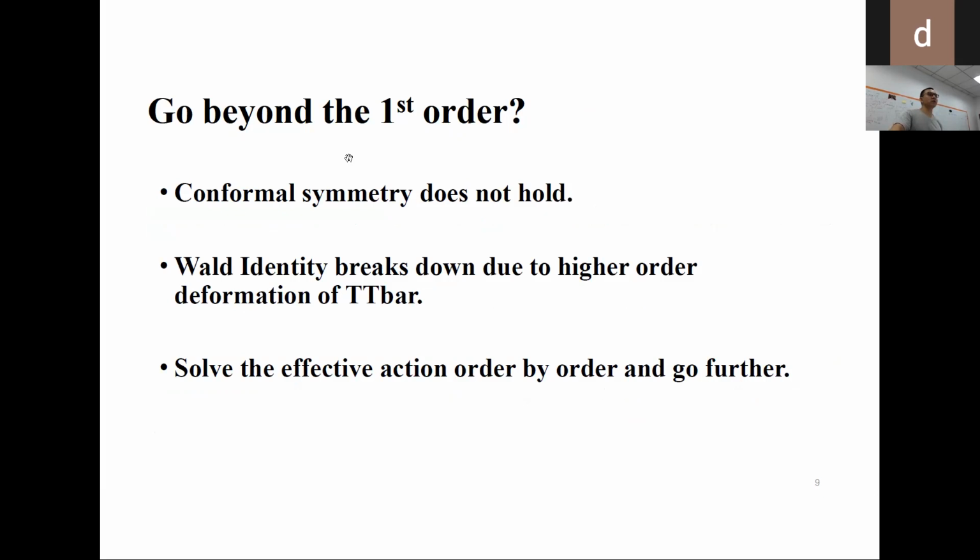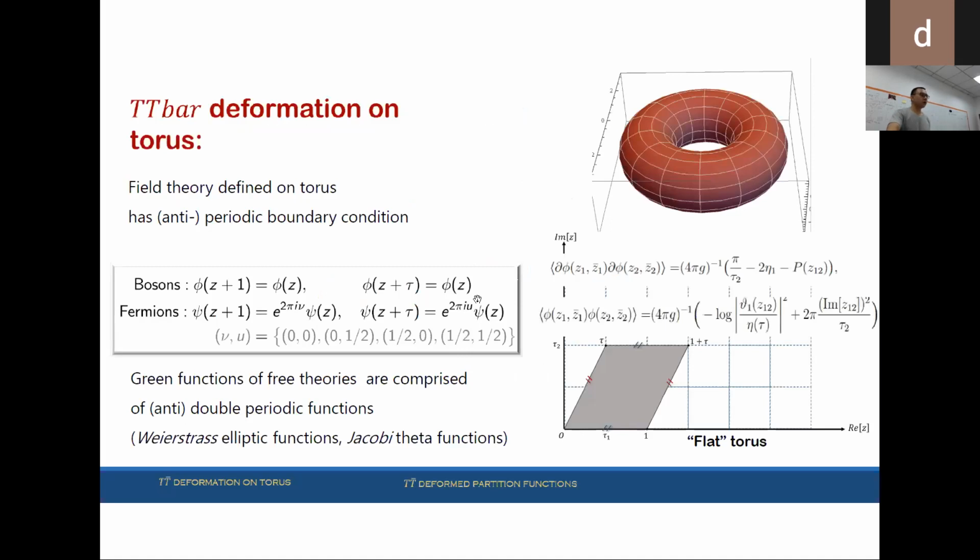So the next part we will go to the higher order. Why this will be very interesting is because up to first order the conformal symmetry can approximately hold, but up to second order the conformal Ward identity will be broken down. So how can we explore the higher order correction to the deformed theory? So particularly we will solve this effective action and also higher order correlation function order by order, just by using a perturbative field theory approach. So we start from the TT bar deformation on torus.